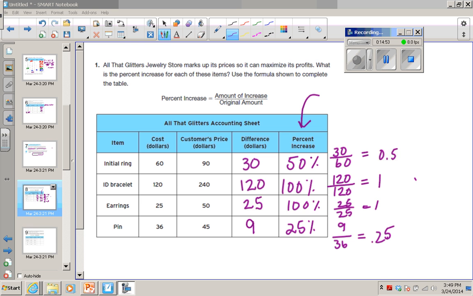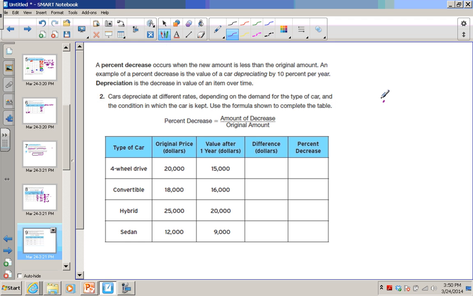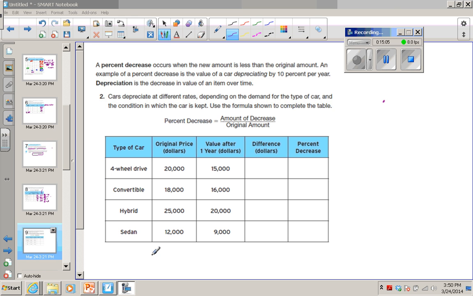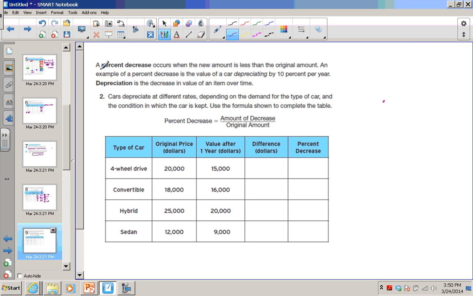So there are your answers to the last two. Hopefully you're feeling okay about this. Let's move on to percent decrease. Percent decrease is exactly the opposite of percent increase. So a percent decrease occurs when the new amount is less than the original amount.